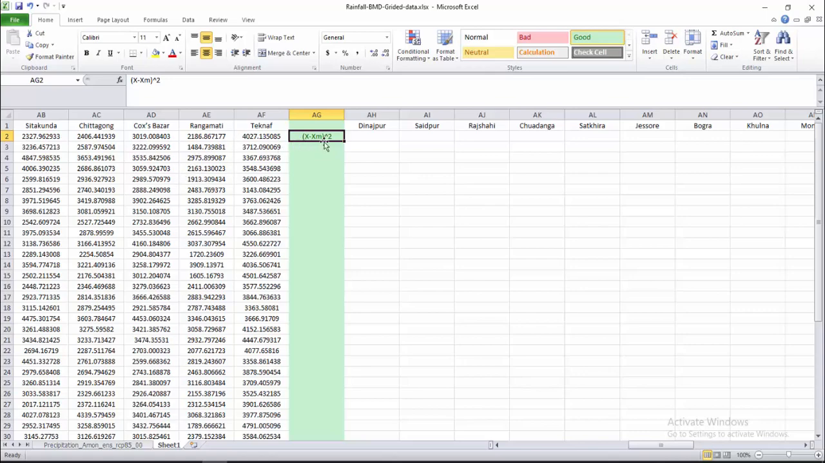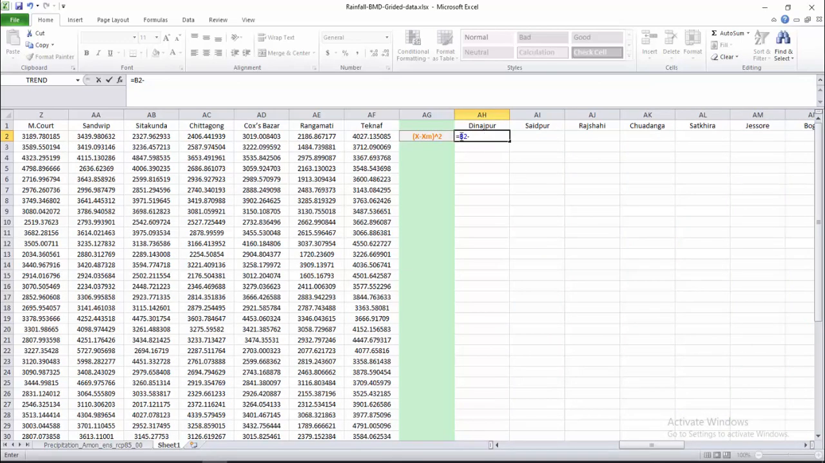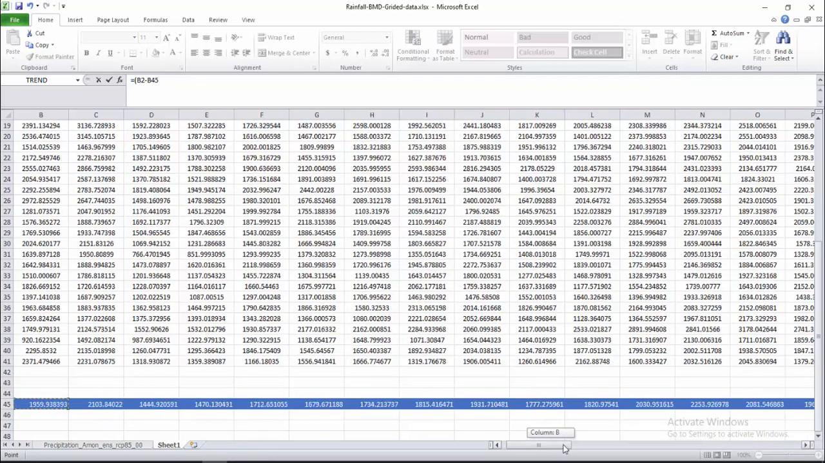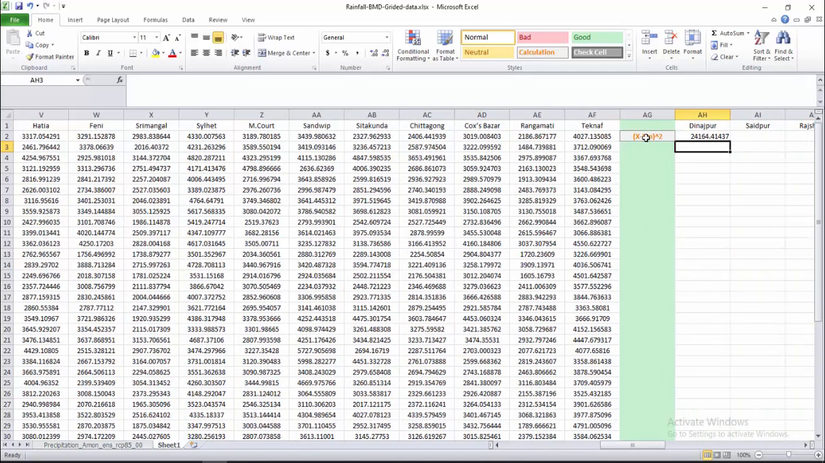annual mean data or average data of the observed data. Then you have to square the value. So let's calculate this one. Equal to xi minus xm, the average value, this one, to the power square. This is the value of x minus xm to the power square, and we want to calculate for all the stations, so we have to fix the station here. Here 45, this one is fixed, so we have to fix it.